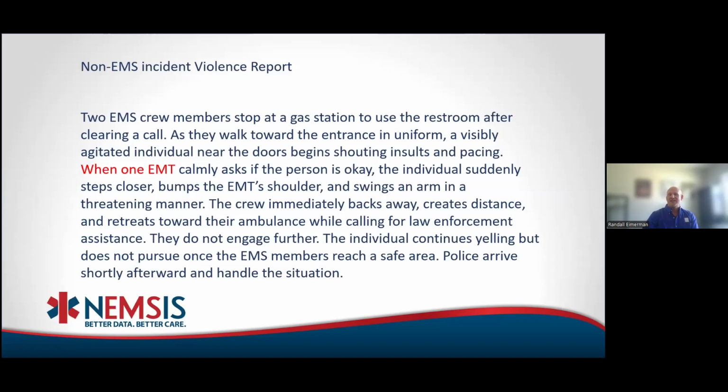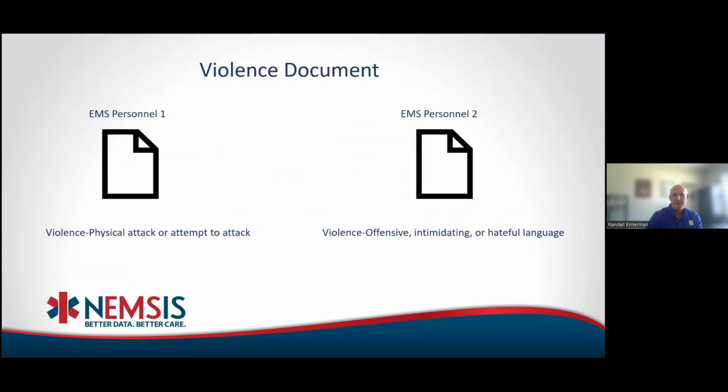The first one is a non-EMS incident violence report. Two EMS crew members stop at a gas station to use the restroom after clearing a call. As they walk towards the entrance in uniform, a visibly agitated individual near the doors begins shouting insults and pacing. When one EMT calmly asks if the person is okay, the individual suddenly steps closer, bumps the EMT's shoulder, and swings an arm in a threatening manner. The crew immediately backs away, creates some distance, and retreats towards the ambulance while calling for law enforcement assistance. They do not engage any further. The individual continues yelling but does not pursue EMS. Once the members reach a safe area, police arrive shortly after.